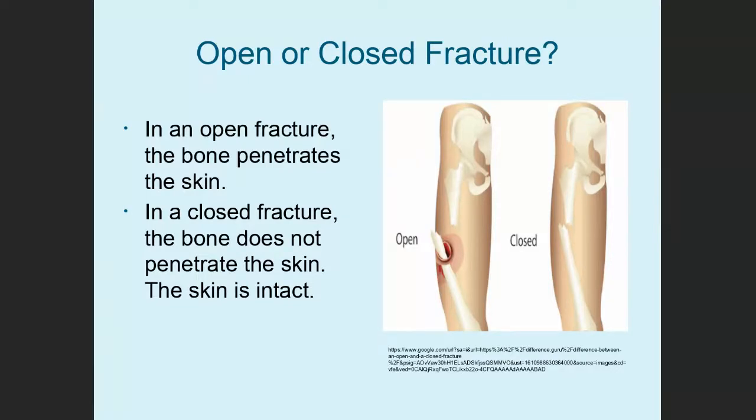First of all, let's talk about open or closed. The codes for the initial and the subsequent encounters include seventh digits to indicate opened or closed. In an open fracture, the bone penetrates the skin, can be seen outside the skin. See that here. In a closed fracture, the bone does not penetrate the skin. The skin is intact. As you can see, here's the fracture, but it's not going through the skin.